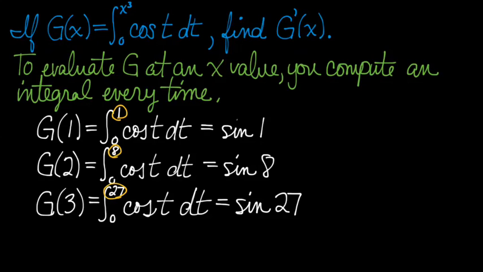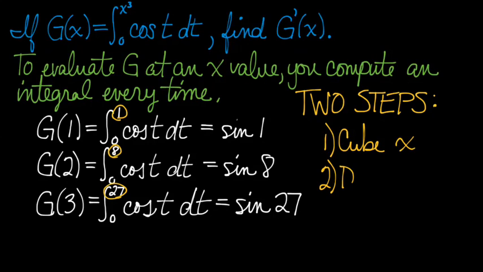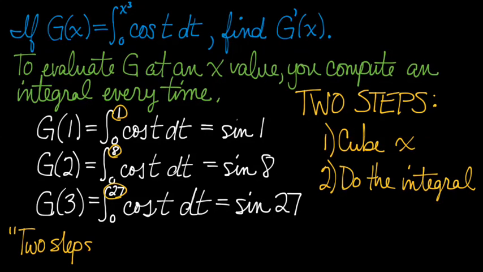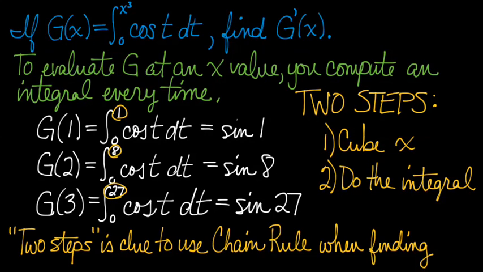You can simplify these integrals for yourself if you like and substitute the values. You're going to get sine 1, sine 8, sine 27. We're in radian mode, so I don't know what those values are, but it doesn't really matter. The important thing, there are 2 steps. In order to find g of any value, you first cube the number and then you do the integral. 2 steps means chain rule when we're finding capital G prime. It's a composition. It's just hard to see because of the funny integral notation.